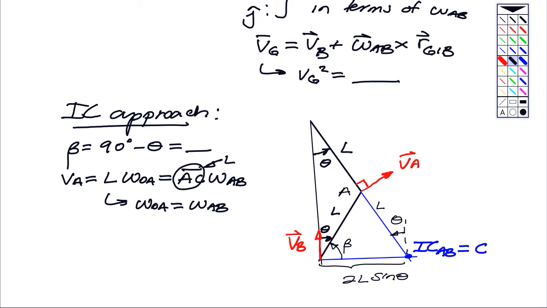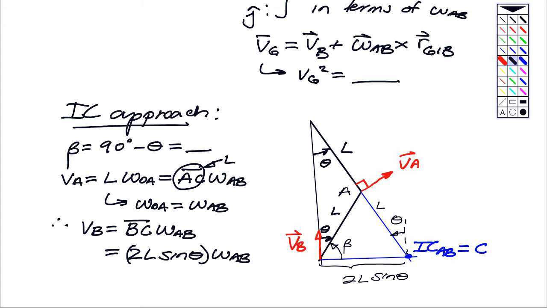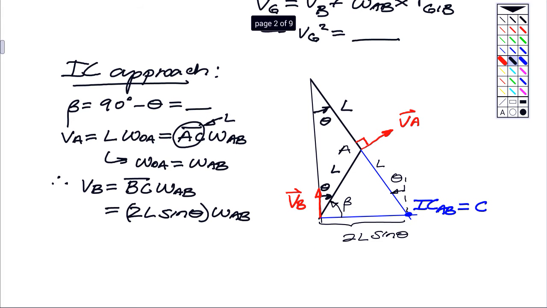I can therefore say that the speed of B is going to be the distance from B to C times omega AB. So this is going to be the distance of 2L sine theta times omega AB. So that gives me VB. I have the important relationship between omega OA and omega AB.